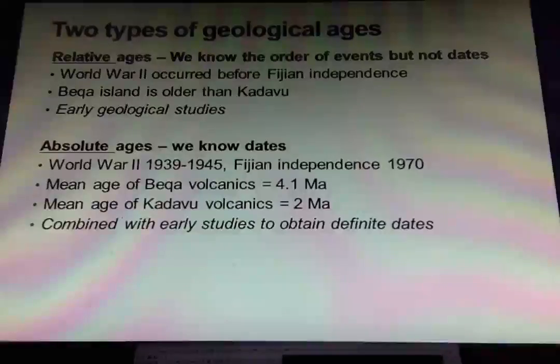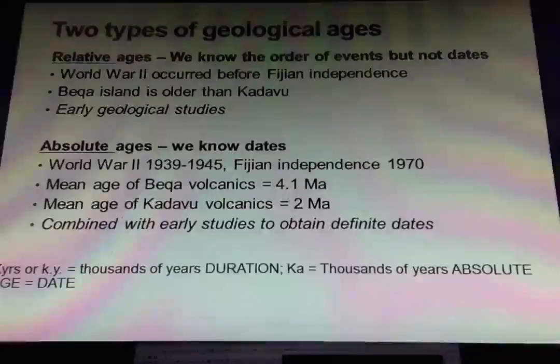We combine these early studies with scientific advancements to obtain definitive dates, exact dates. And we'll see one method used to analyze rocks to tell us exactly how old they are. Studying the chemical makeup of rocks can allow us to tell how old a certain rock is. We'll see that later on today.